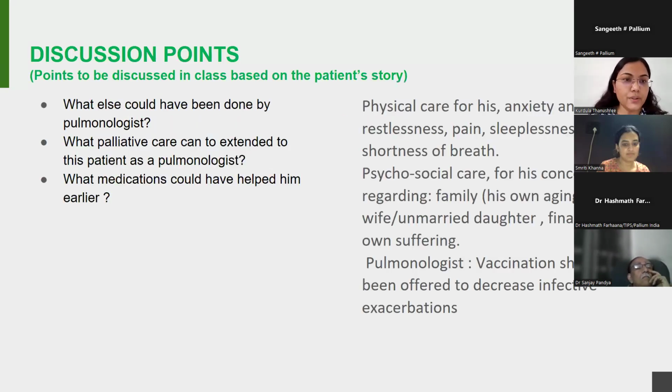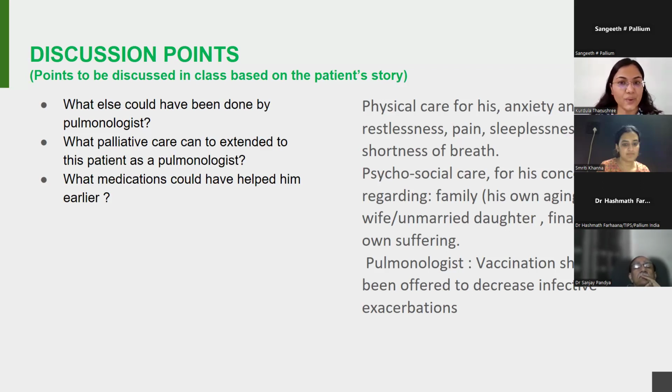Now, the main points to be discussed are what else could be done by the pulmonologist, what palliative care can be extended to this patient, and what medications could have helped him earlier. From a pulmonologist's point of view, I would say that if vaccination against H1N1 and pneumococcal vaccination had been offered earlier, maybe this infective exacerbation would have been prevented.